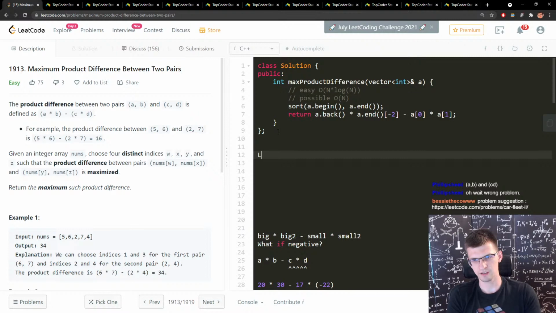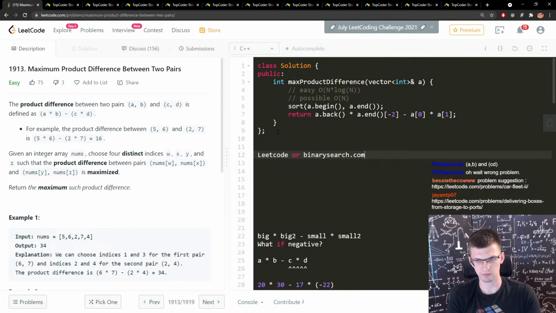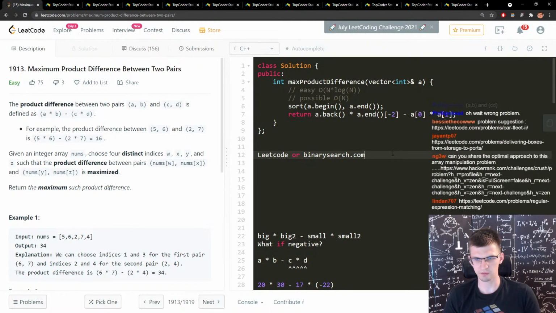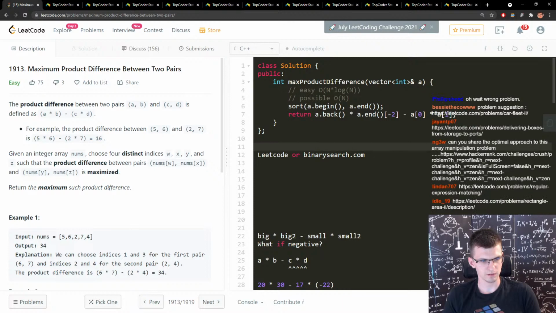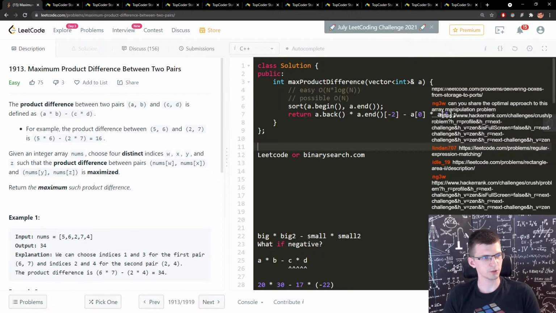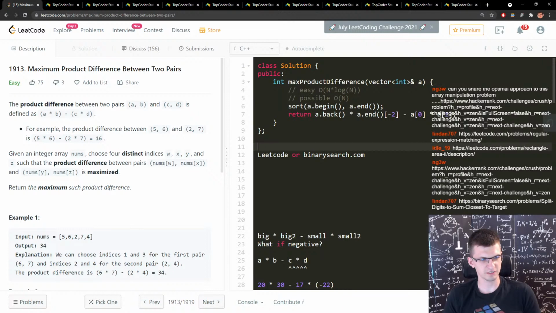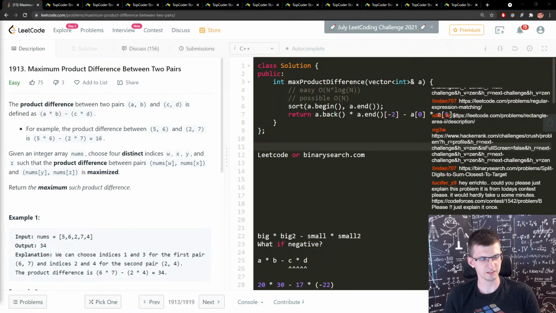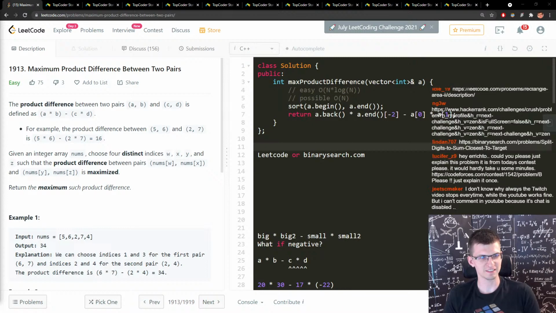And today, anything from LeetCode or from binarysearch.com. I didn't use that platform for quite a long time. You can shorten the link. Too long of a link. I'm sure you can just copy paste some part of it.